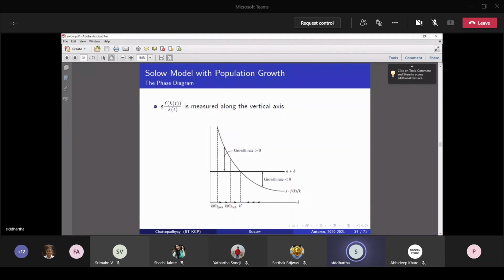K0 rich is also out of the steady state. They're actually in the transition to the steady state. They're moving towards the steady state. When moving towards the steady state, this graph shows this particular part of the dotted line, which is above n plus delta, that is between the n plus delta line and the SF(K)/K line. This part is actually representing the growth rate of per capita capital stock.